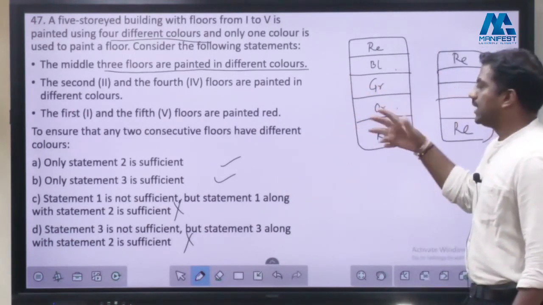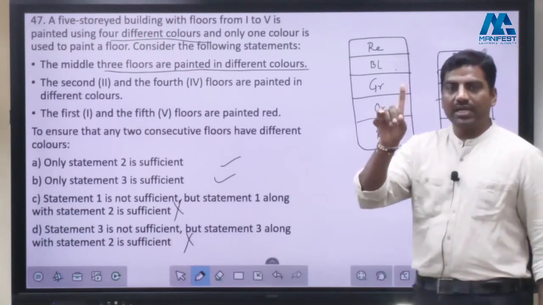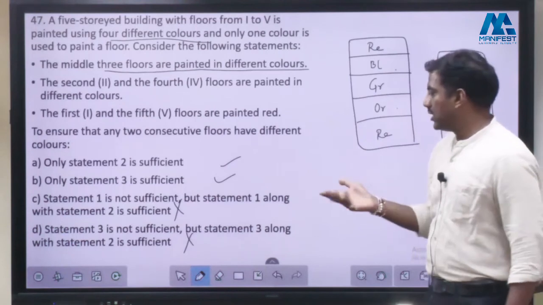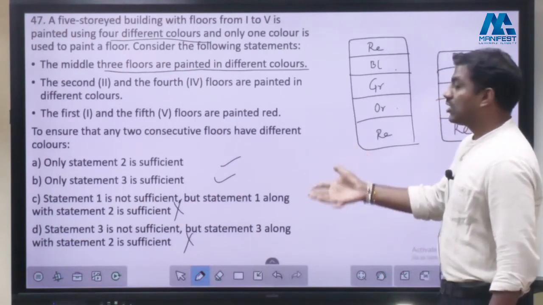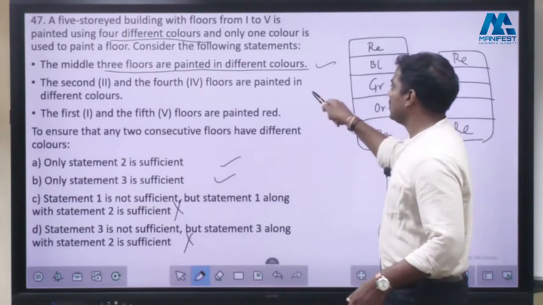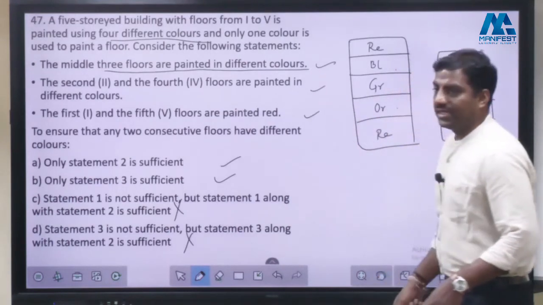Middle 3 floors painted in different colors. Only 1 color is left. Top floor and bottom floor. So that is also done. Statement 3 is not sufficient. No, that is sufficient. All these 3 are sufficient.